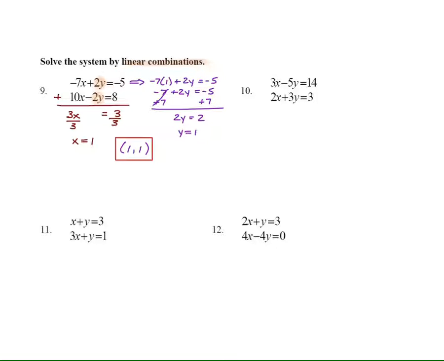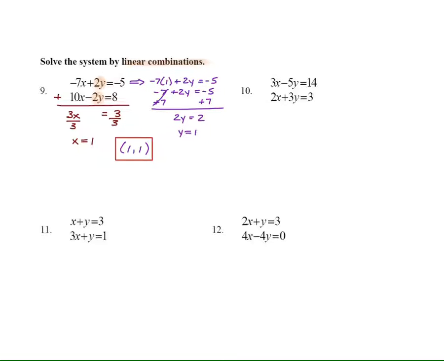Similarly for number 10, what I'm looking for is to get one of the variables to eliminate, and what I'm looking for to do that is the coefficients of the variables. So if I look at my x variables, one of the coefficients is 3, one of the coefficients is 2. If I add or subtract those, they don't add to 0. And if I look at the y coefficients, if one's negative 5, one's 3, if I add or subtract those, they don't add to 0. So the system is not ready for me to try and eliminate using linear combinations.